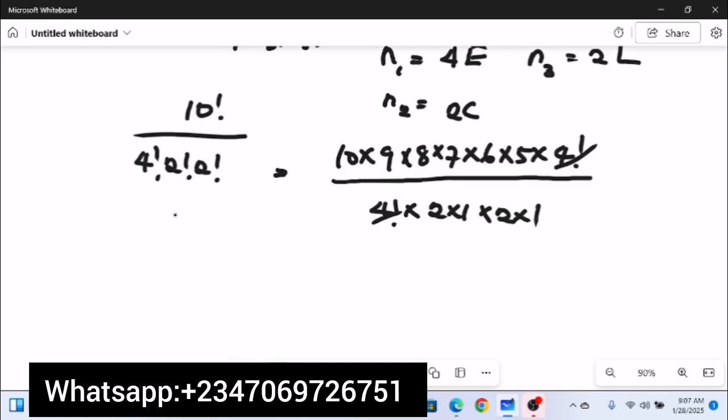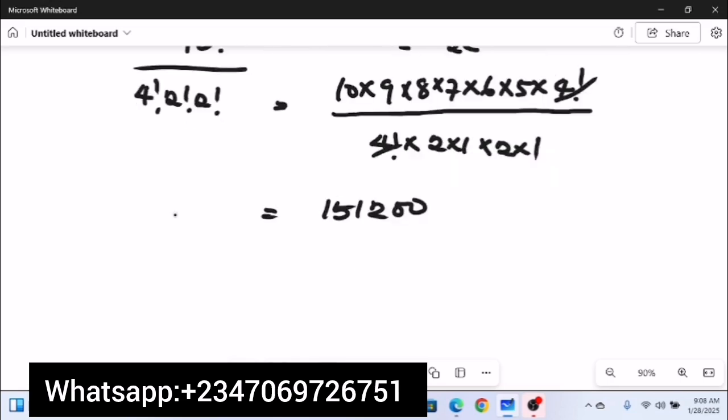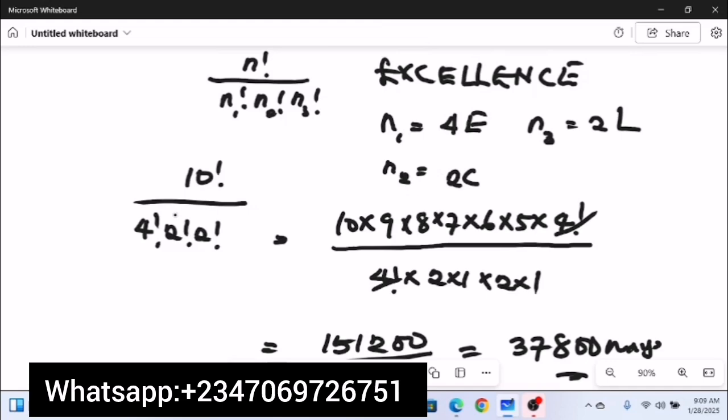You're simply left with, so let's evaluate the numerator: 10 times 9 times 8 times 7 times 6 times 5. That simply gives us 151200, divided by 2 times 2, which is 4. So let's divide that by 4. That gives us 37800 ways. So this is the number of ways in which you can arrange excellence, considering the indistinguishable objects.